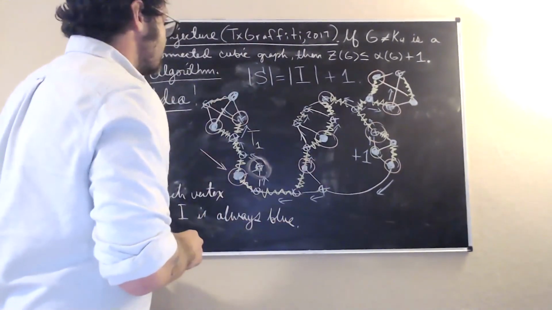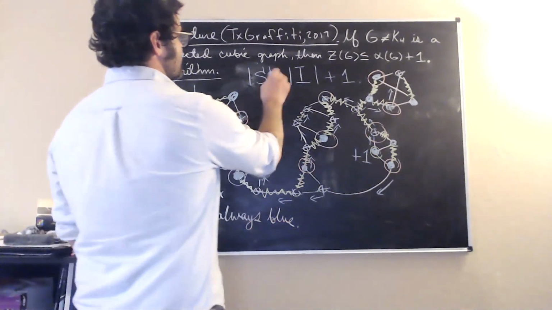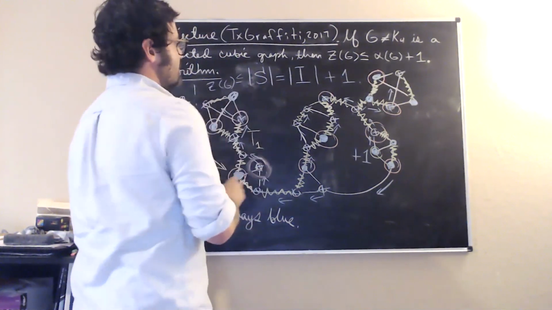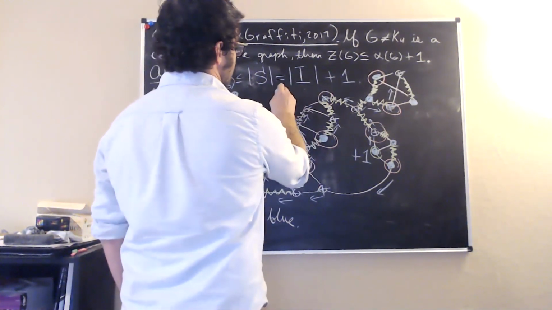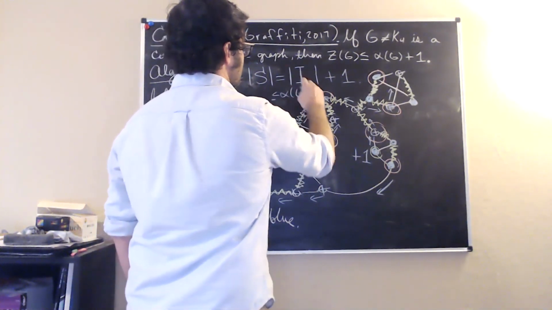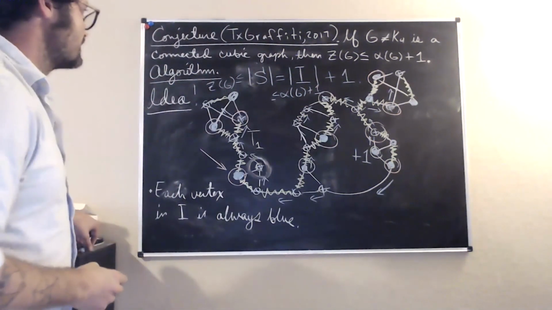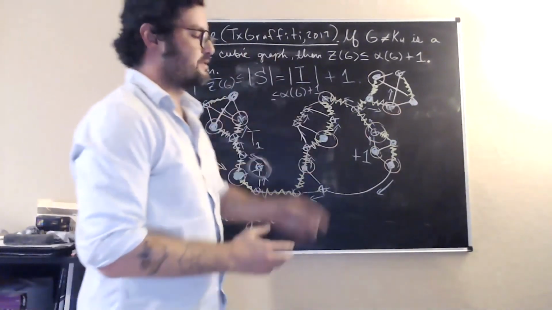which, by the way, for those of you that aren't familiar, since that's a zero forcing set, that's at least the zero forcing number. And since that's an independent set, that's at most the independent set plus 1. So if this algorithm is written correctly, I believe that it implies that this conjecture is true.